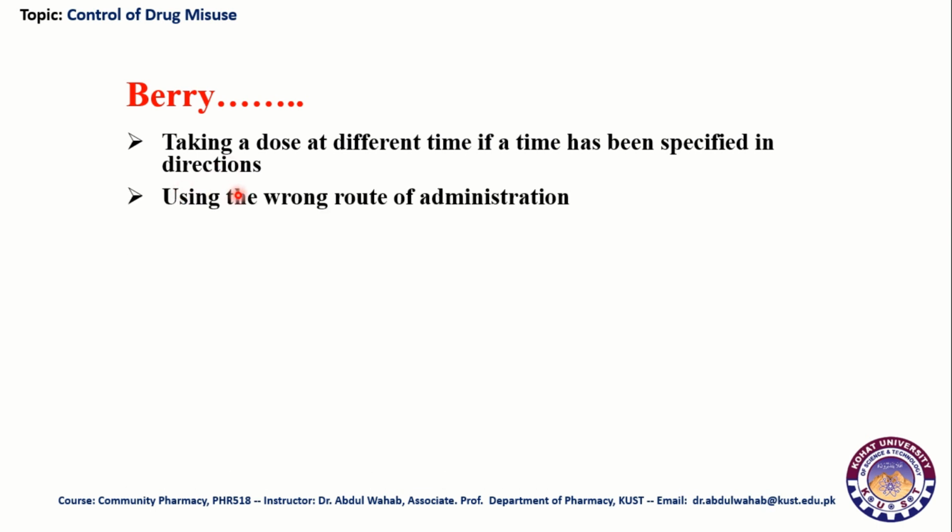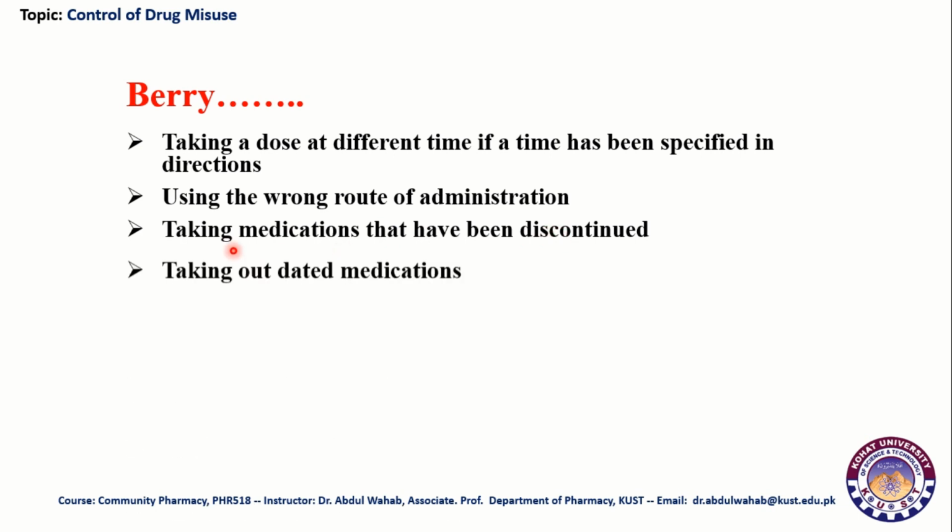Similarly, using the wrong route of administration. There are different routes for the administration of a drug, of any medicine, like the oral route, parenteral route, rectal route, and transdermal route. If a patient uses any wrong route of administration, then according to Berry it is also misuse of drug. Taking medications that have been discontinued is also misuse of drug.